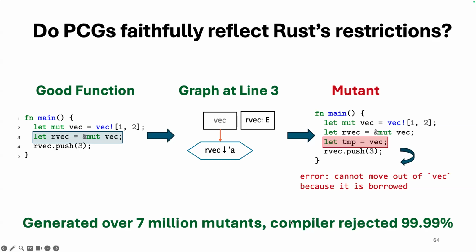And we kind of confirmed this also by trying to take these cases where the compiler disagreed with the PCG and actually write the corresponding surface Rust program. And when we did that, the compiler would always reject it. So in practice, even these live mutants were sort of false positives in the fact that we couldn't replicate them.